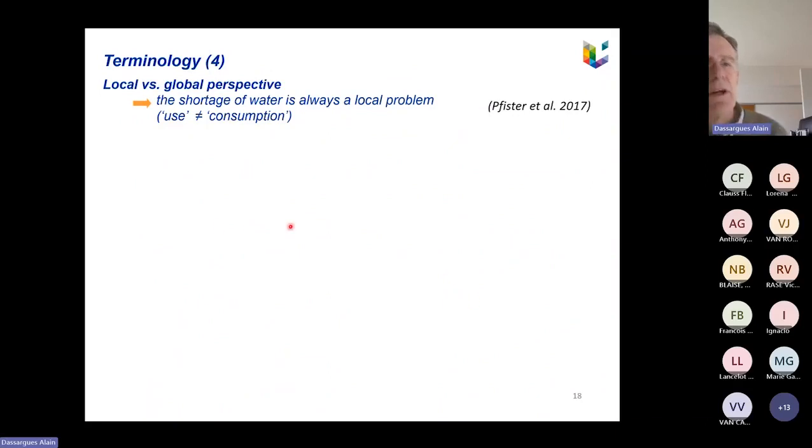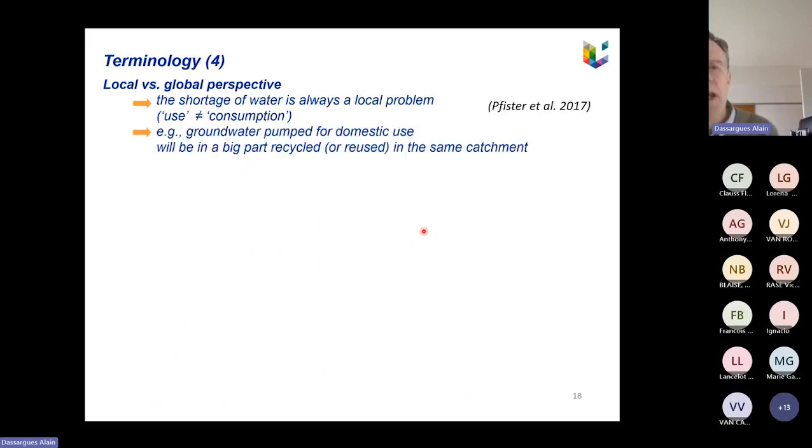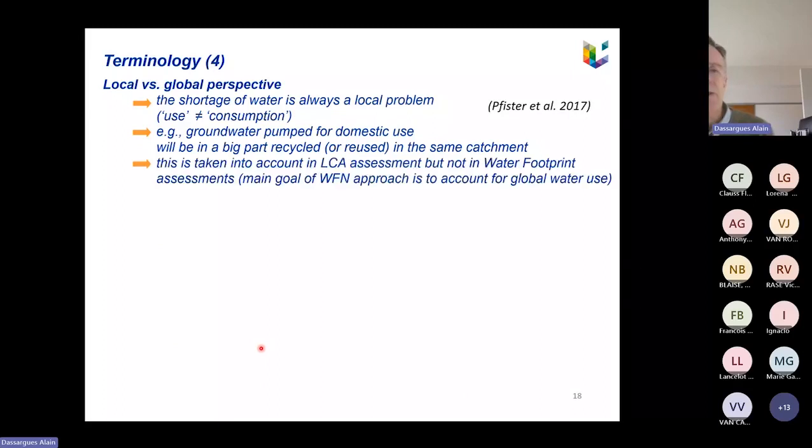Maybe I can explain a little bit the local versus global perspective. In fact, the shortage of water is always a local problem. And of course, normally we should distinguish use and consumption of water. For example, groundwater pumped for domestic use is in a big part recycled in the same catchment. The water that we use in our houses is collected, and is reused probably in the same catchment. So this is not completely consumed. A part is consumed, a small part is consumed, but not all.